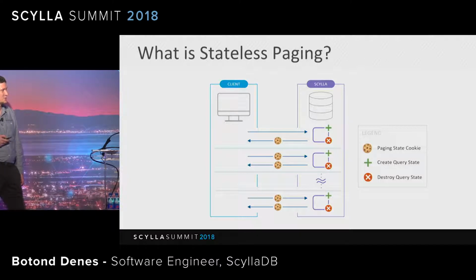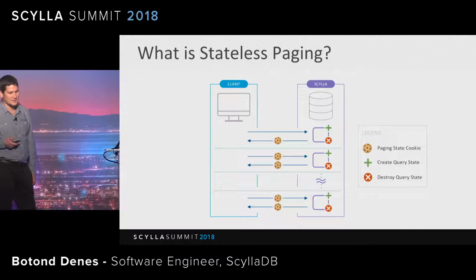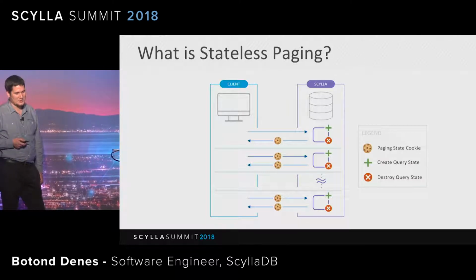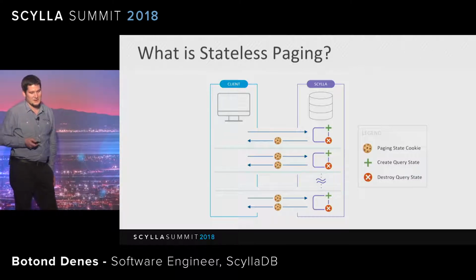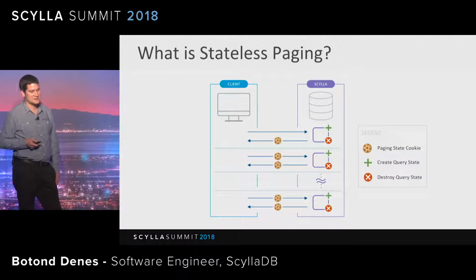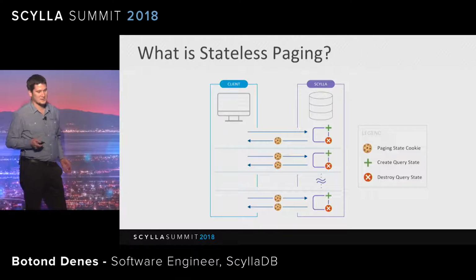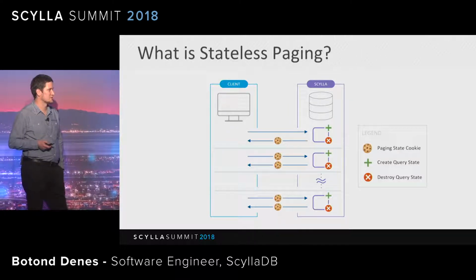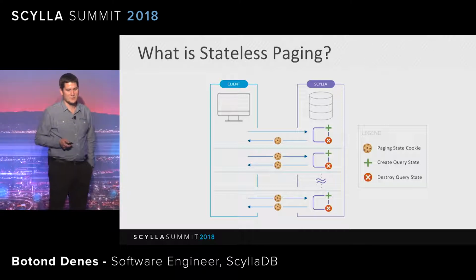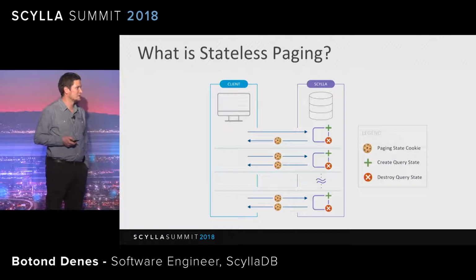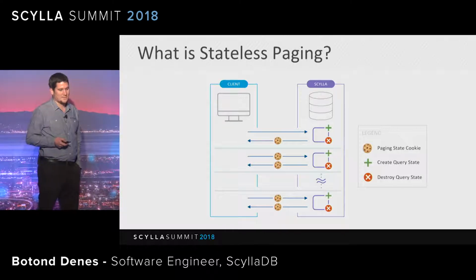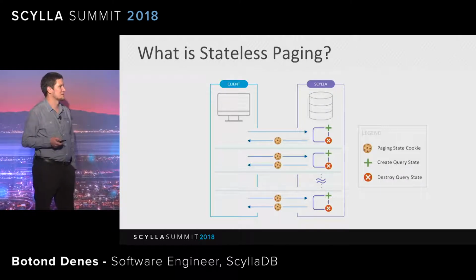So the state of the query was created anew at the beginning of each page and destroyed at the end. This query state is an abstract concept that represents all the internal states Scylla has to set up in order to serve a query. So from Scylla's perspective, each page was like a completely separate query. This had the advantage of simple code, but it had many drawbacks, as we will see.